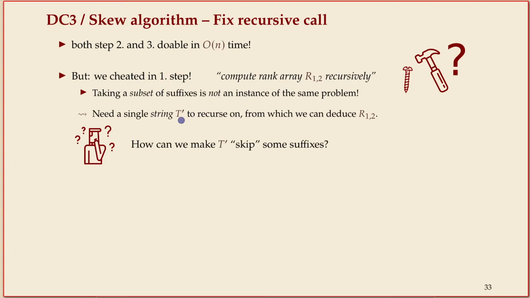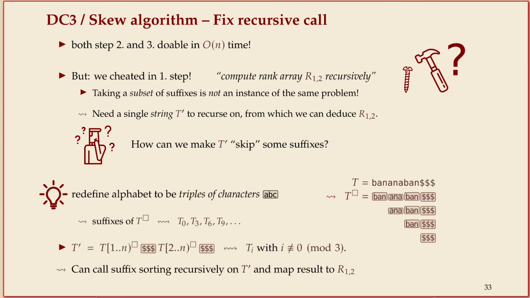To do that recursively, we would need a string, some string t prime, that if I call the problem recursively on that string, would give me exactly the ranks I need. So we need a string that somehow skips suffixes. If that sounds odd, I mean, you need to modify the string to make that work. And luckily, there's a relatively simple trick to make that work.